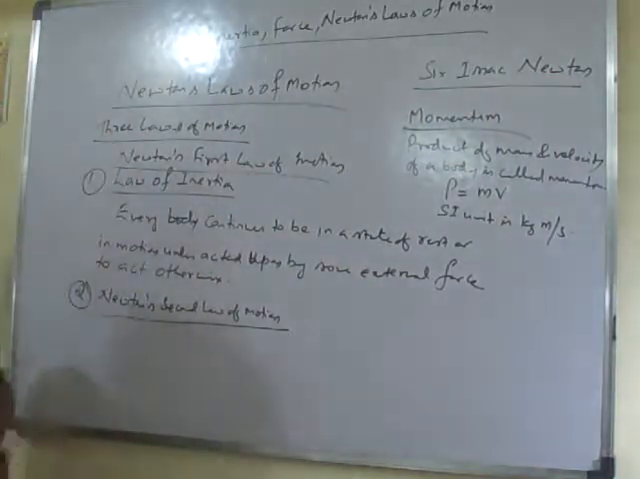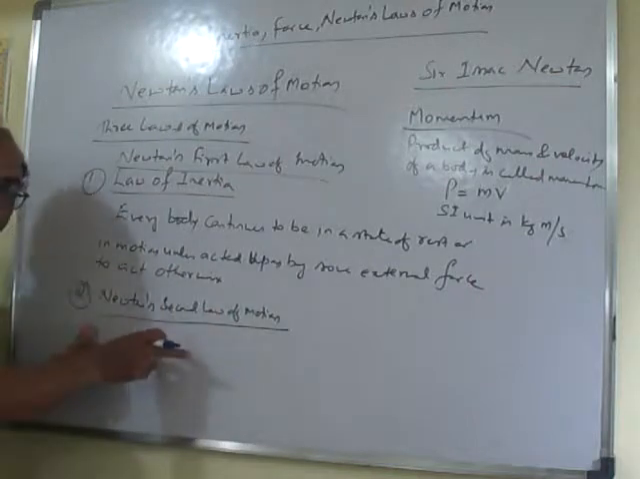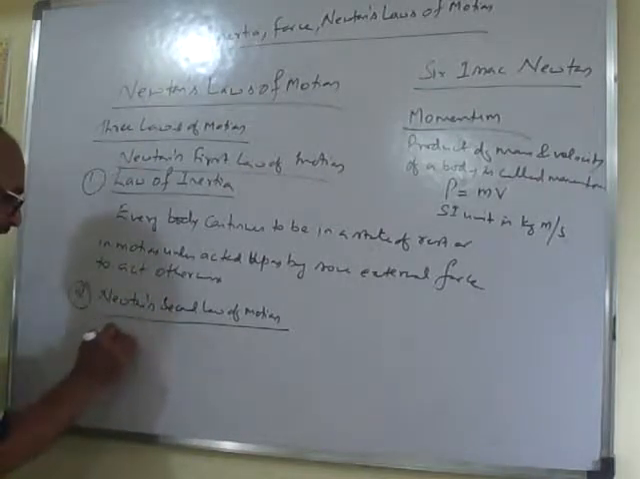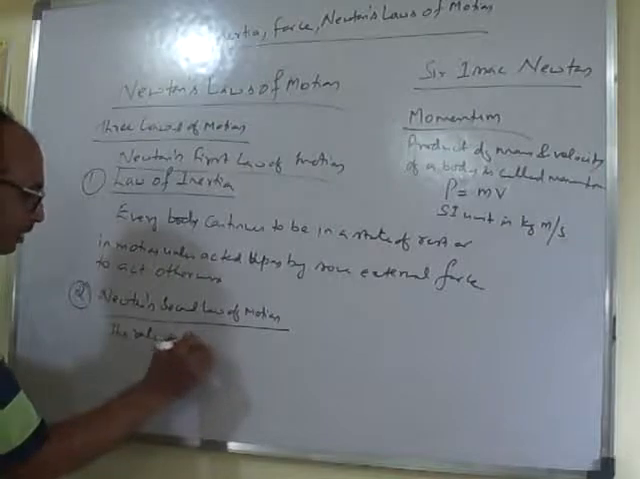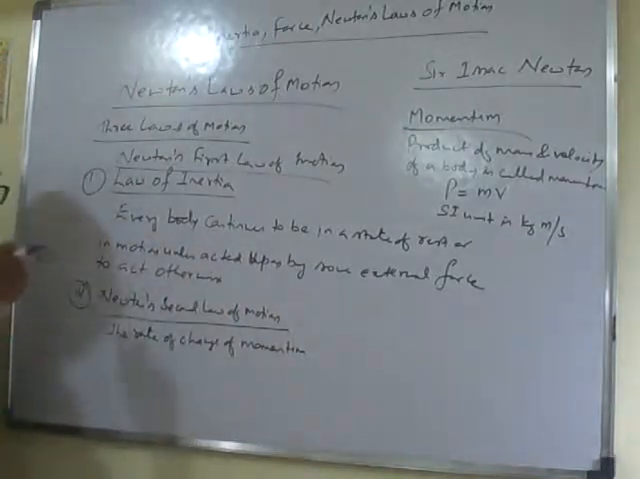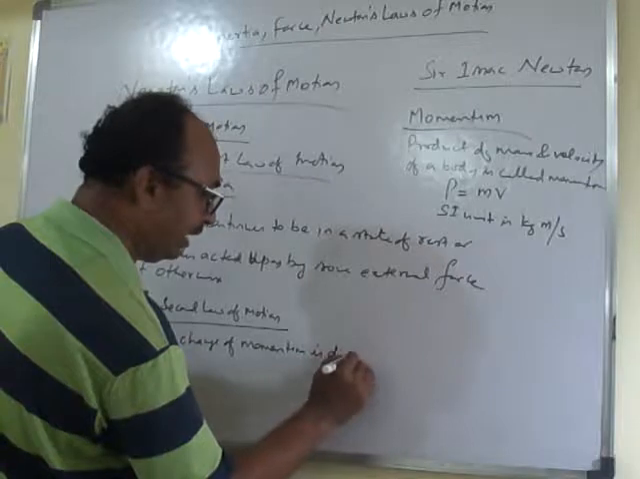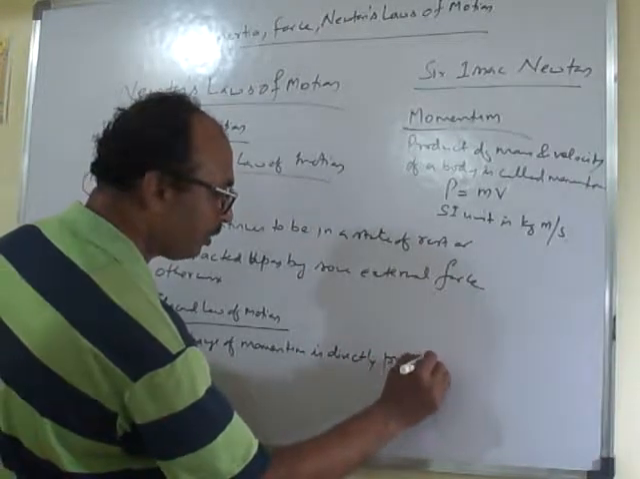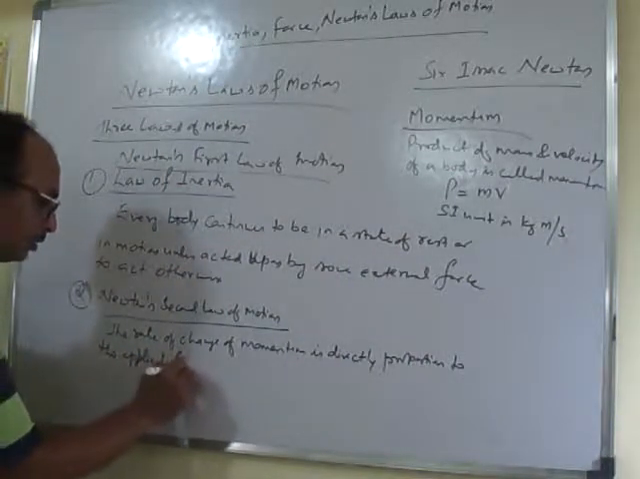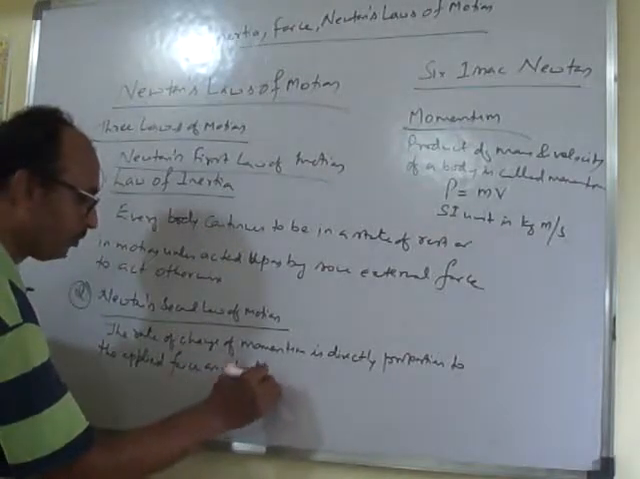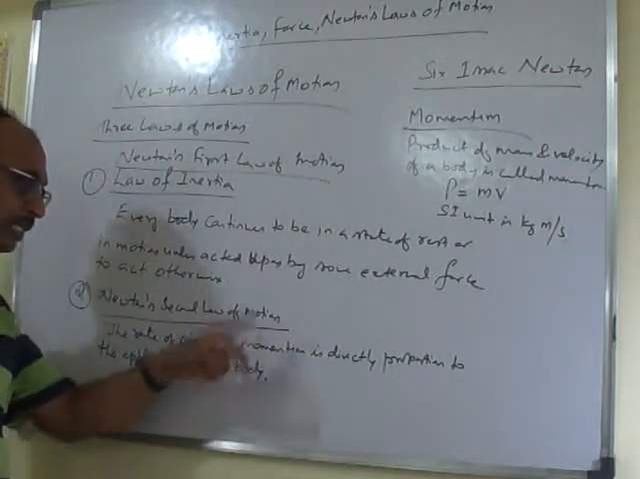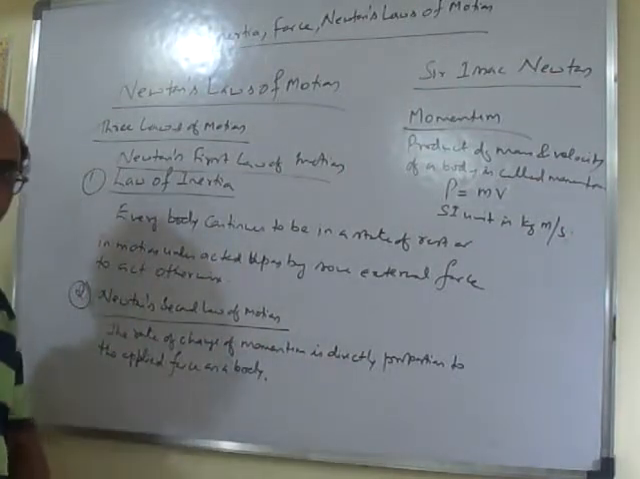Now from this particular definition, we are going to derive a mathematical expression which is given by Newton's second law of motion. Newton's second law of motion says that the rate of change of momentum is directly proportional to the applied force on a body. So Newton's second law makes us derive an expression for force.